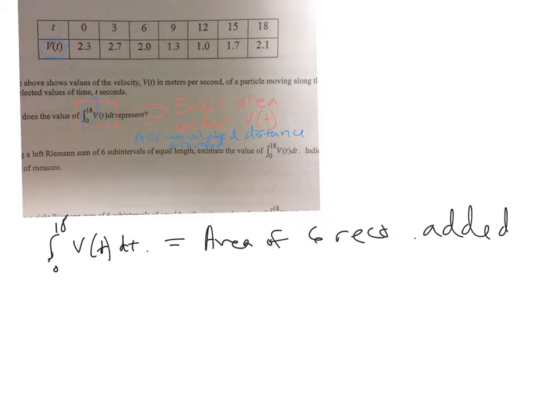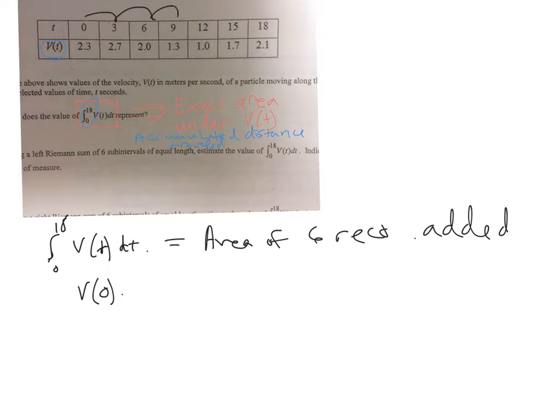So basically, here's what I'm thinking. I'm going to be adding up 6 rectangles. So my integral from 0 to 18 of my velocity function, dt, is my area under the curve. I'm going to estimate that by doing 6 rectangles. So I'm going to have my width times my first value, which is my velocity at 0. Because it's the left, I'm going to start with the left one. So velocity at 0 times my width.